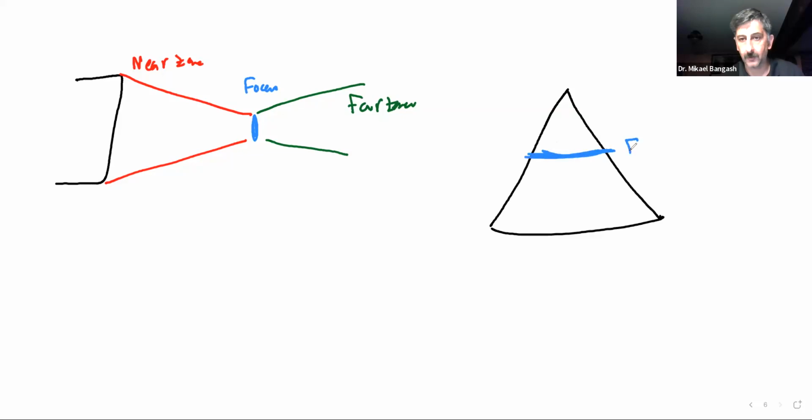This is where our focus is. Everything before it is the near zone, and all of this here is the far zone.